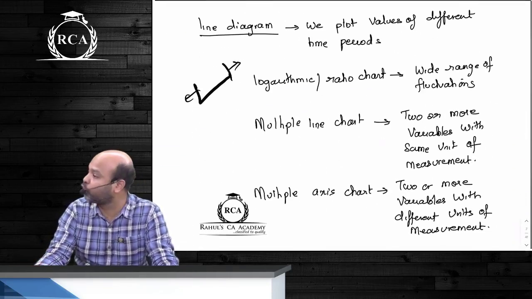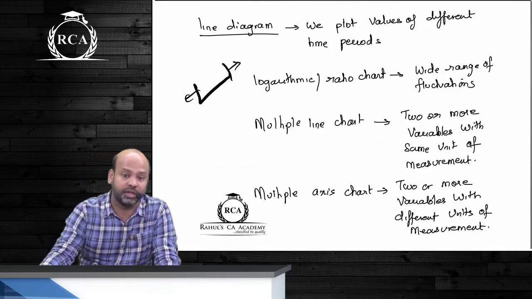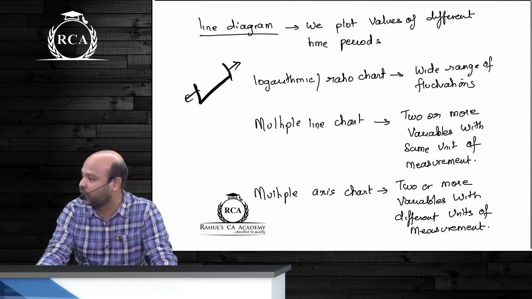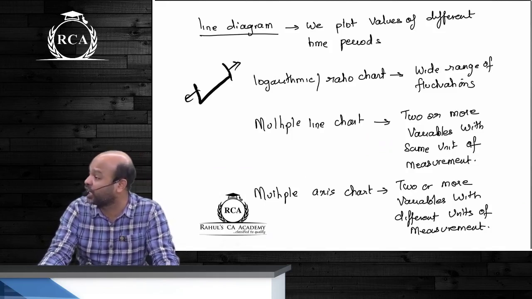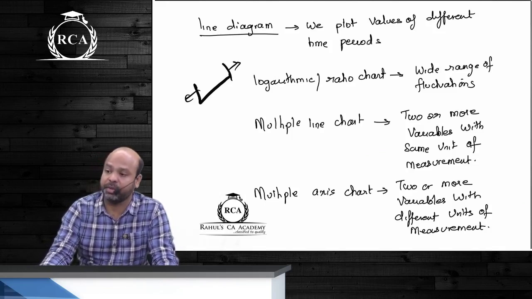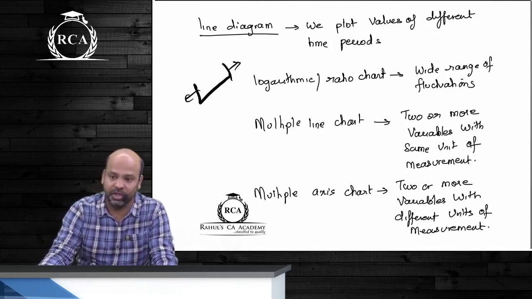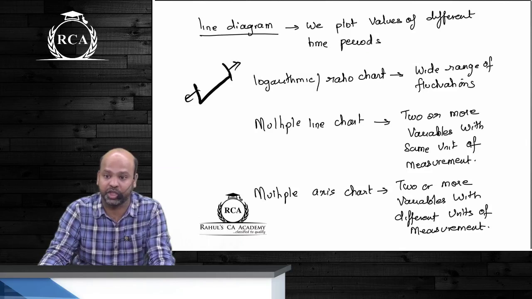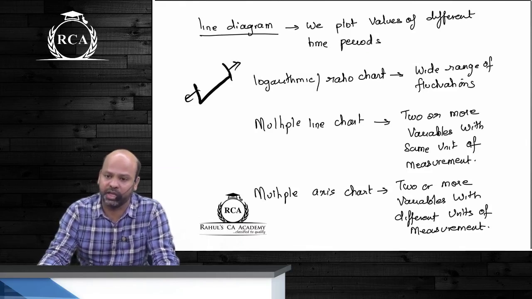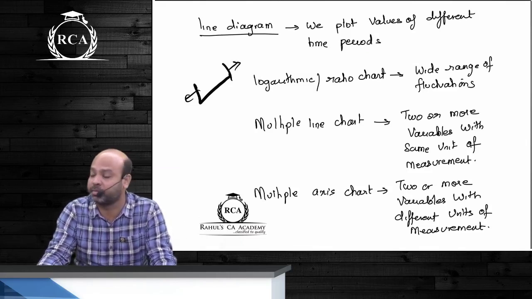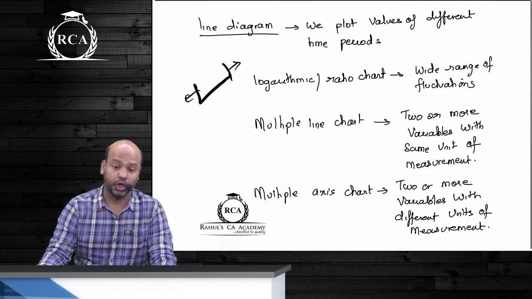You will plot the log of those values, guys, when there are wide fluctuations in the values of y. That is why it is called a logarithmic or a ratio chart. If there are multiple variables that have the same unit of measurement, we will be using a multiple line chart. A multiple axis chart is used, guys, when you have to compare two or more variables but with different units of measurement.